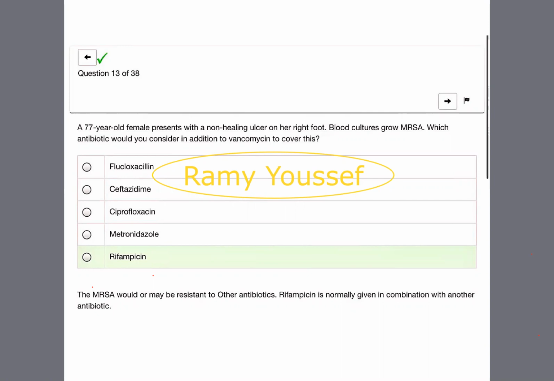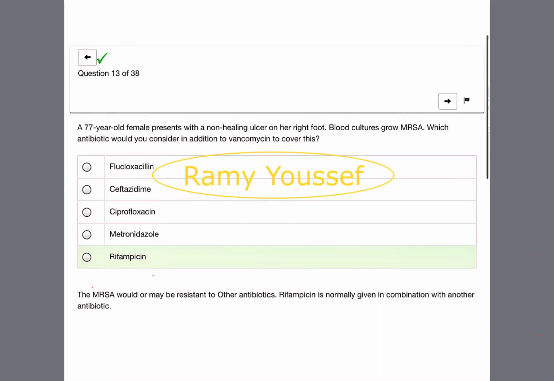By the way, flucloxacillin is the drug you use for Staph aureus. If you have a question about Staph aureus, the drug of choice is flucloxacillin. For streptococci, the drug of choice is? Ceftazidime, third generation cephalosporin, ceftriaxone? Penicillin, yes. Streptococcus, penicillin. Staphylococcus, flucloxacillin. Put this in mind.